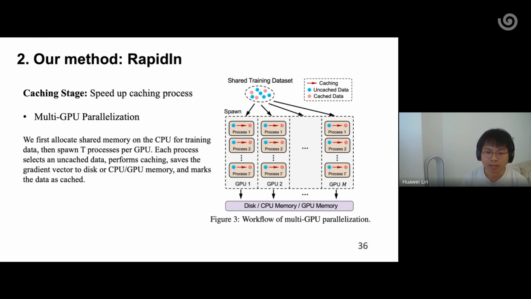Then with this multi-GPU parallelization, if we have M GPUs and on each GPU we run T parallel processes, we can potentially achieve up to MT times speedup. So we will show this speedup later.